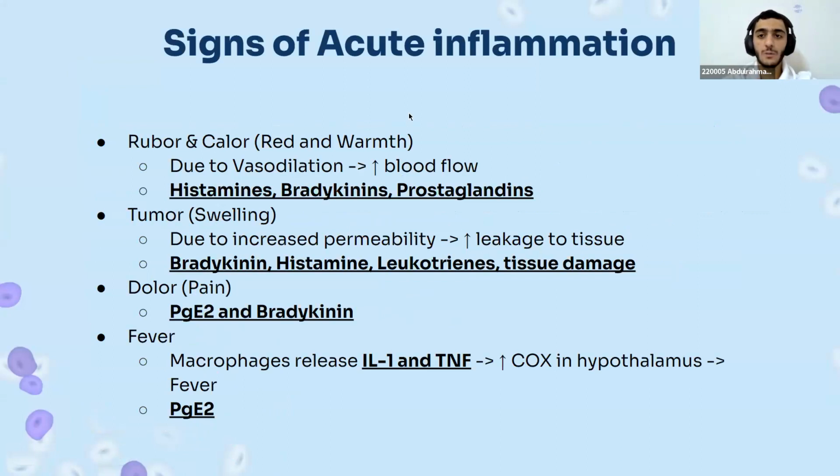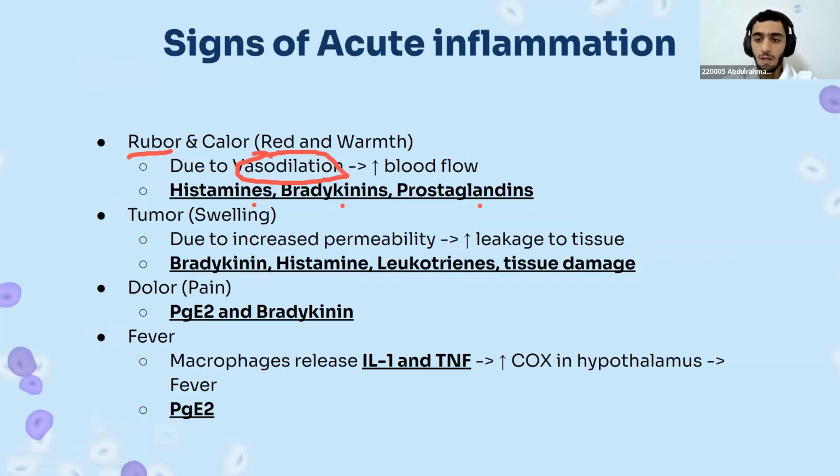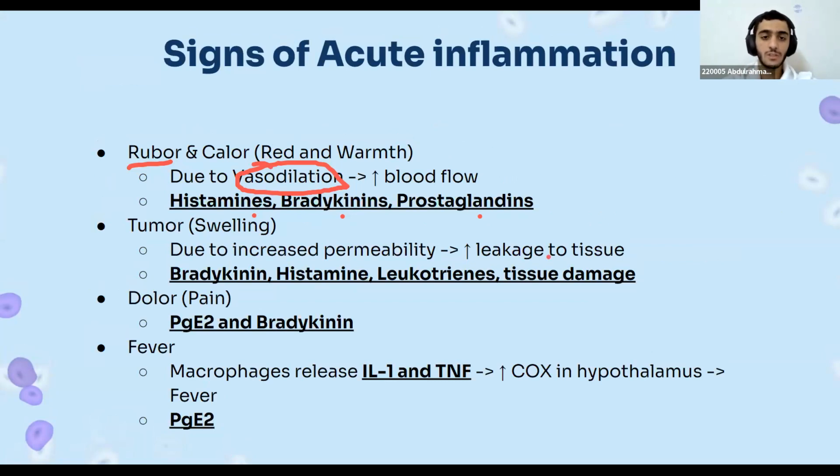All right, now that we're done with this lecture, Shahd and I brought you a summary of the different signs of acute inflammation and what exactly the mediators for them are. So you must know these signs, rubor and calor. Rubor is for the red color, and calor is for the warmth. Mainly they are due to vasodilation, which increases the blood flow. What mediators are responsible for it? Histamines, bradykinin, and prostaglandins. Nitric oxide is also responsible for vasodilation, but I didn't put it in this lecture. I put it in the other lecture on chemokines. However, nitric oxide is also responsible for it.